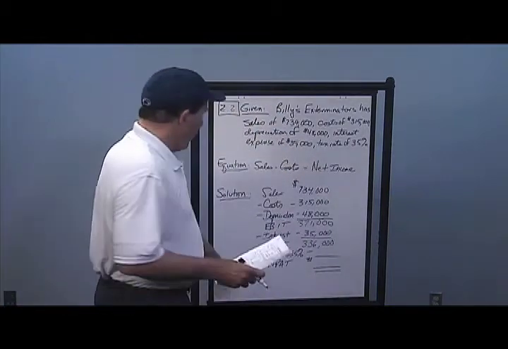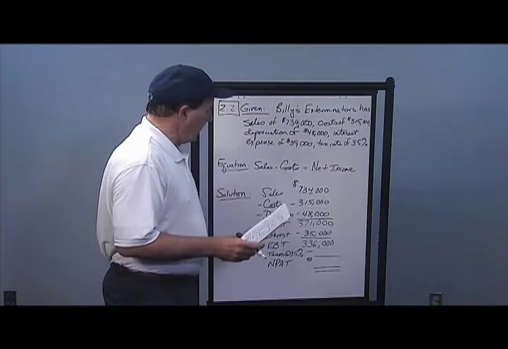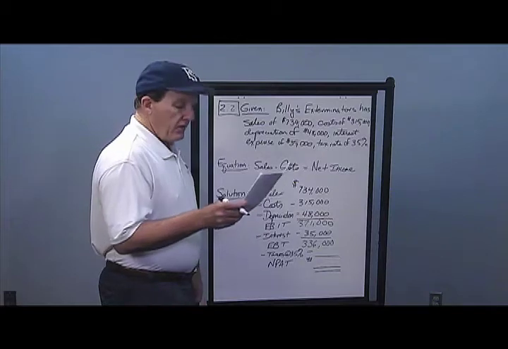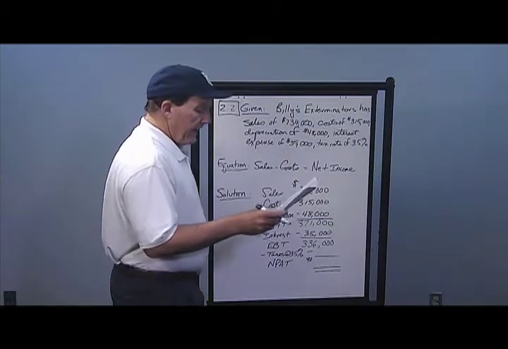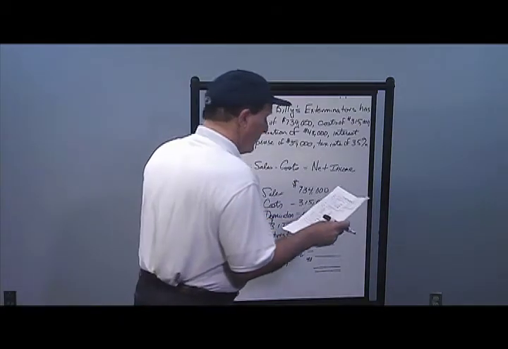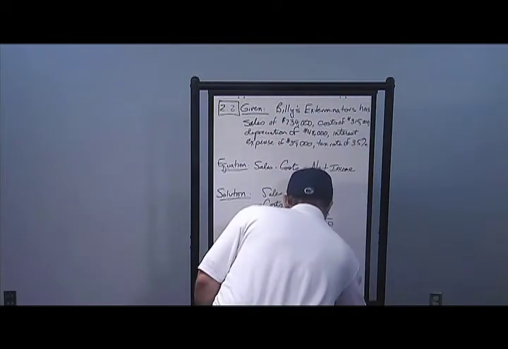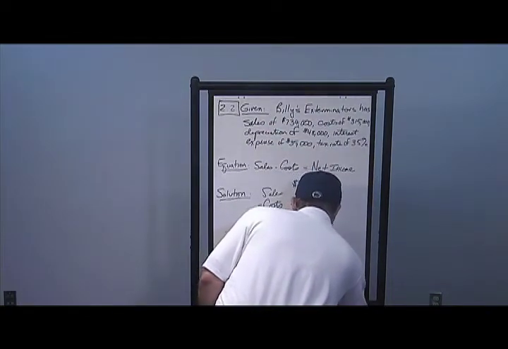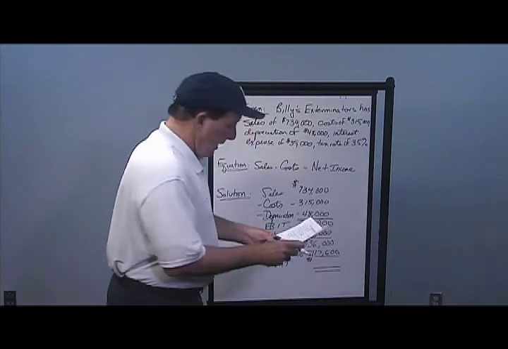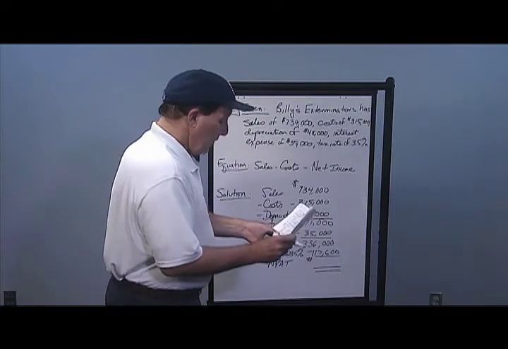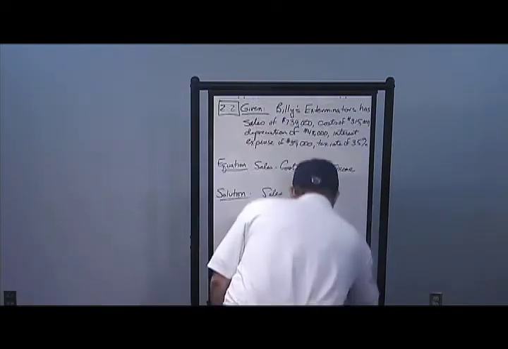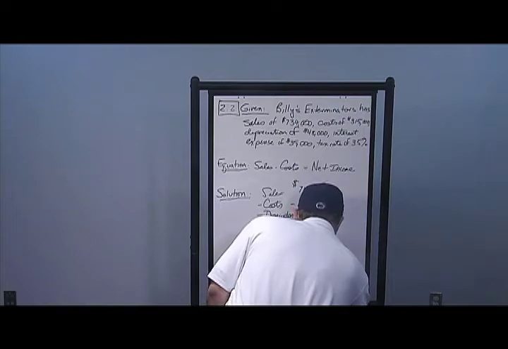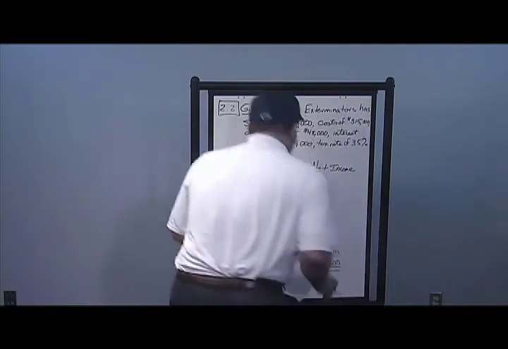And from that, we have to calculate our taxes. So our taxes, we take 35% of $336,000, and we get $117,600 of taxes. We subtract those two numbers to come up with NPAT of $218,400. And that concludes problem number 2.